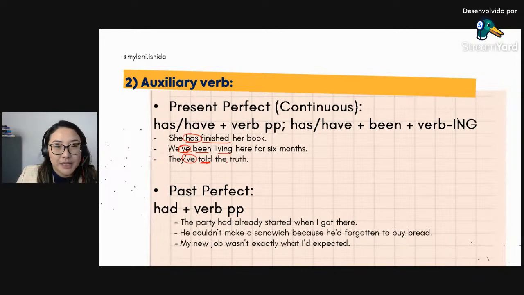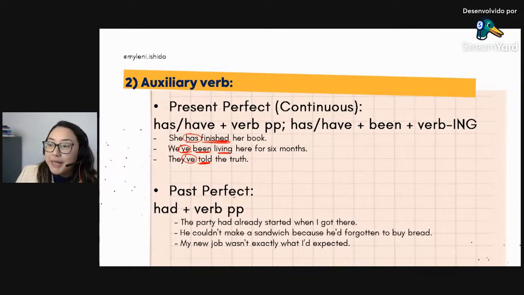When I have a sister, after the verb have here, what I have is another verb. In this case, a verb in the past participle here, finished and told. In this case here, present perfect continuous: been plus another verb with ing.